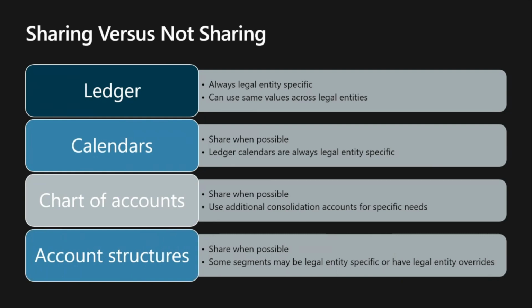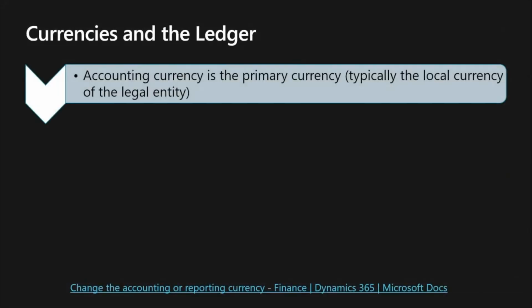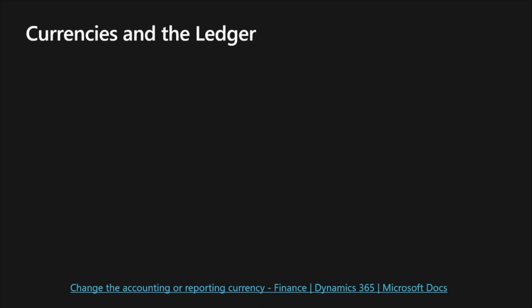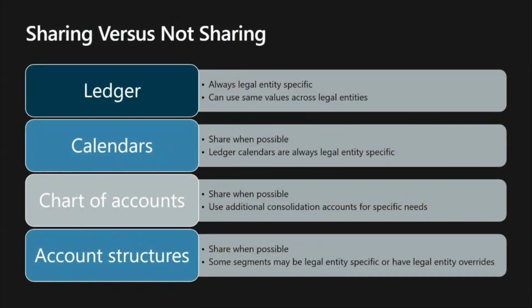The account structures can also be shared across legal entities, and we recommend that you share the account structures when possible. You do have the ability to change the account structures after transactions exist by going into draft mode and then activating when you want the new changes to take effect. Keep in mind that the dimensions or segments that you put in the account structure can have legal entity overrides to help manage the exceptions. You can also use advanced rules on your account structures to make segments and combinations that are legal entity specific.